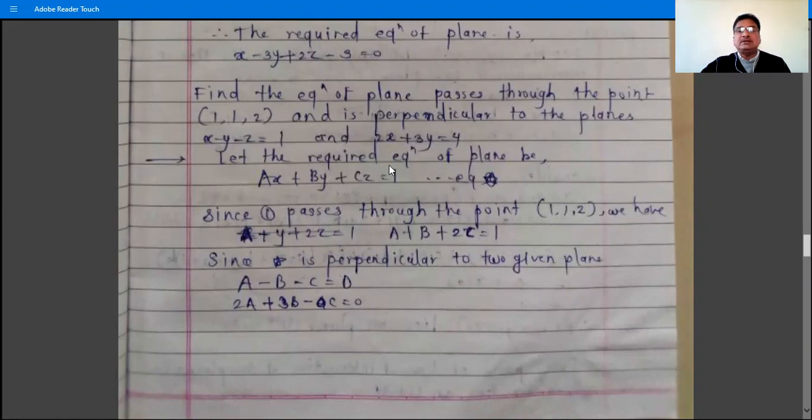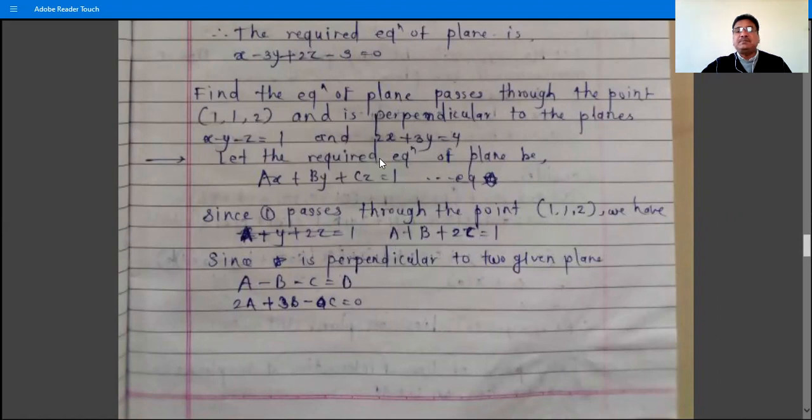Since equation star passes through the point (1, 1, 2), the point satisfies the equation. That is, substitute x as 1, y as 1 and z as 2. We have the equation a plus b plus 2c is equal to 1. Suppose this is equation number 1, and this is equation star.